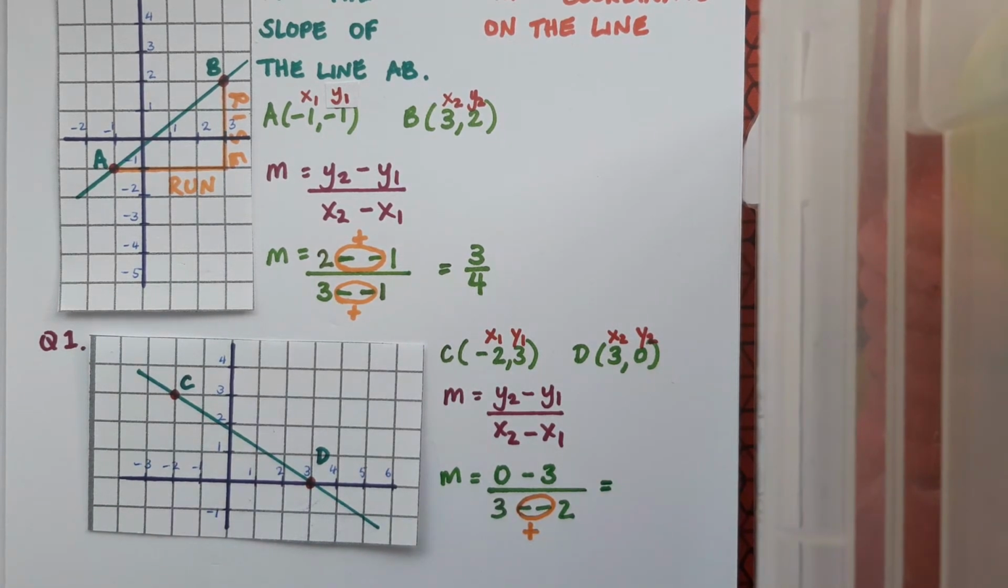So I can calculate my slope as -3 over 5, and I'm not surprised to see it come out as a negative value because that line is sloping down, the line is decreasing. Okay, let's go on to look at a second example.